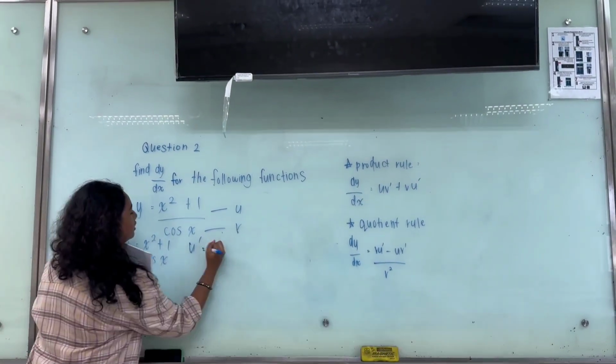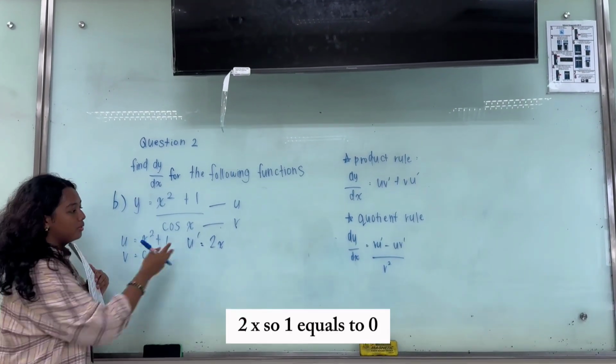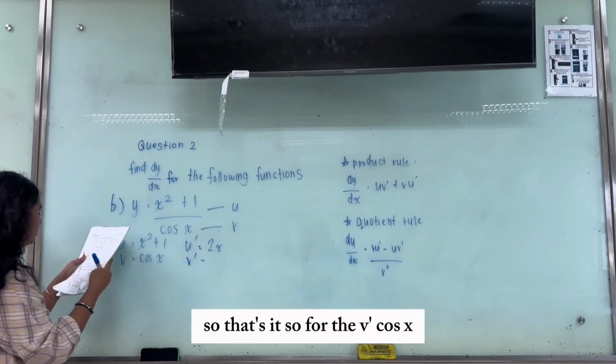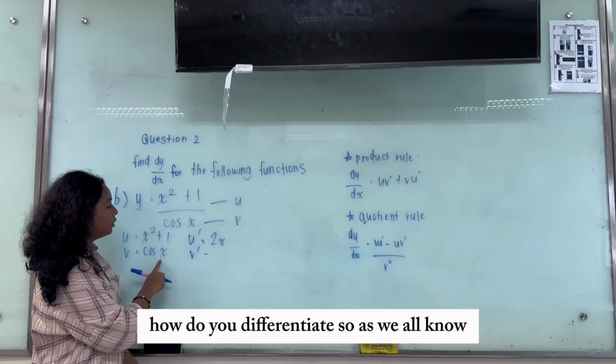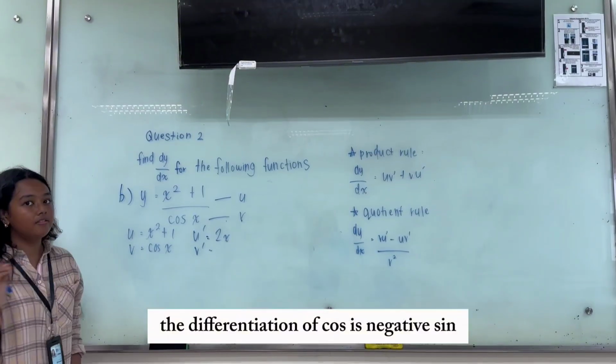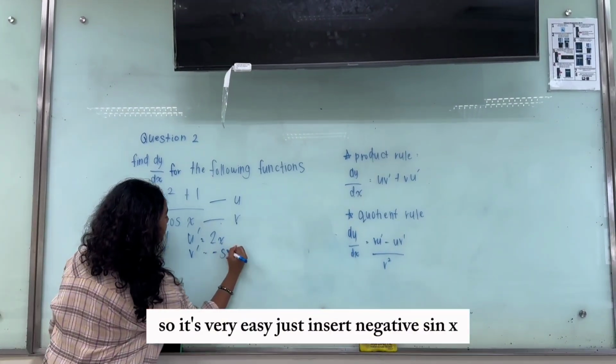Easy to put it in front. 2x, so 1 equals 0, so that's it. So for the v prime, cos x, how do you differentiate? As we all know, the differentiation of cos is negative sin. So it's very easy, just insert negative sin x.